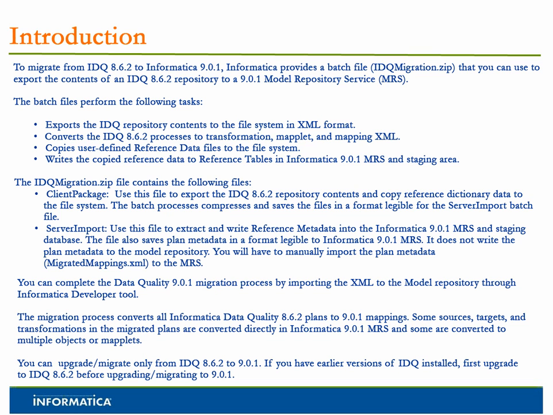The migration process converts all Informatica Data Quality 862 plans to 9.0.1 mappings. Some sources, targets, and transformations in the migrated plans are converted directly in the Informatica 9.0.1 MRS, and some are converted to multiple objects or to mapplets. Please note that you can upgrade or migrate only from IDQ 862 to 9.0.1. If you have earlier versions of IDQ installed, first upgrade to IDQ 862 before upgrading or migrating to 9.0.1.